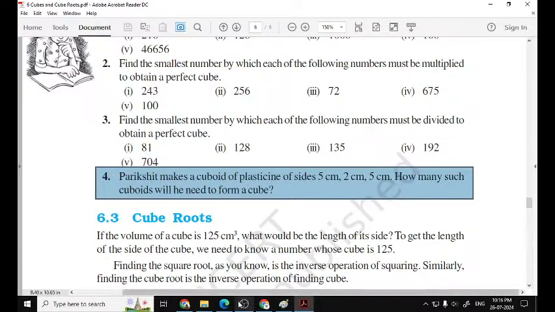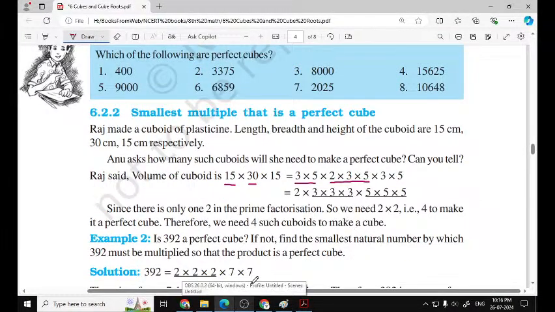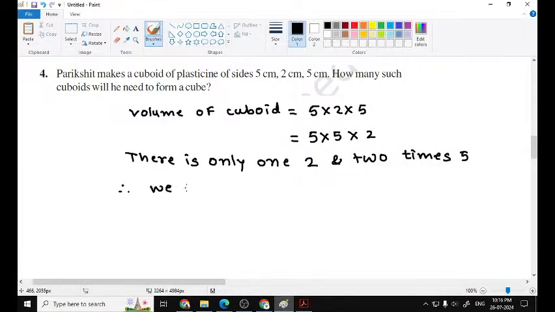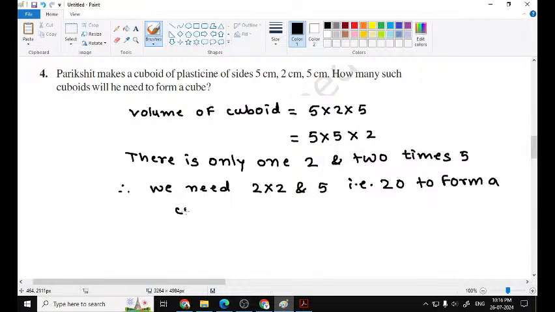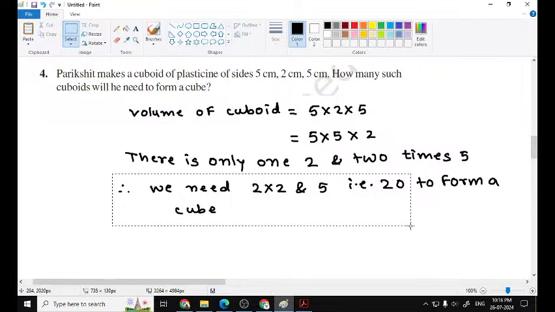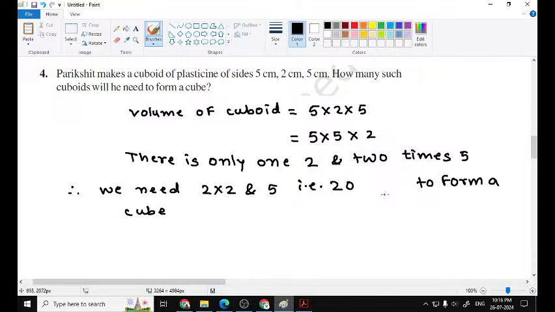Therefore we need 2 into 2 and 5, that is 20 cuboids, to form a cube.